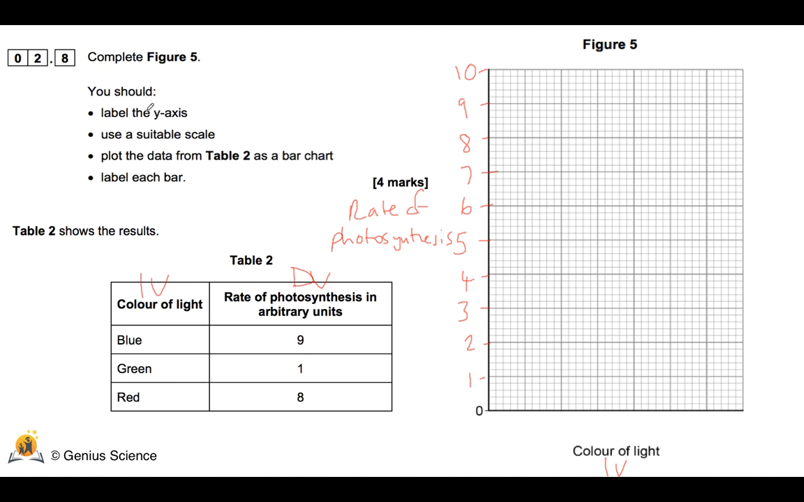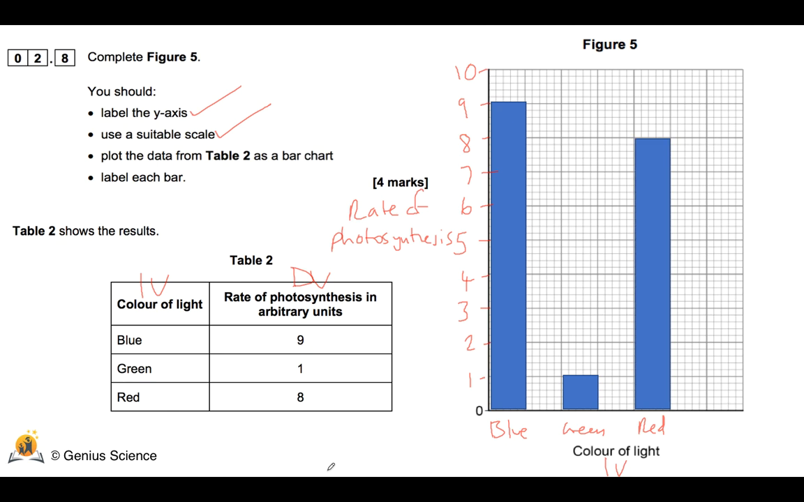Now, we can say here we have labeled the y-axis. Now we've given a suitable scale. And now we have to plot the data from table 2 as a bar chart and label each bar. So just for sake of ease, I'm just going to label each bar what it'll be here. So blue here, leave a space, green here. Each bar is going to be one large square, and leave a space, and then red here. And here we can see our bars. Okay, so 9, 1, and 8.